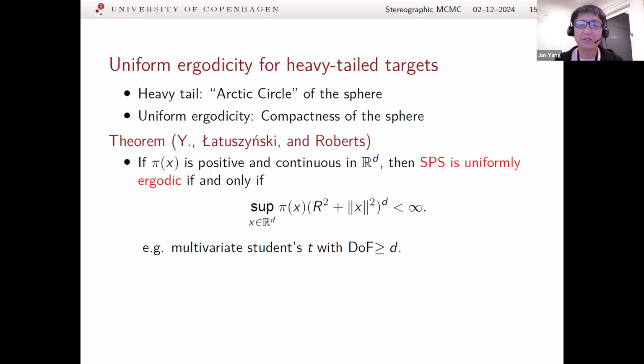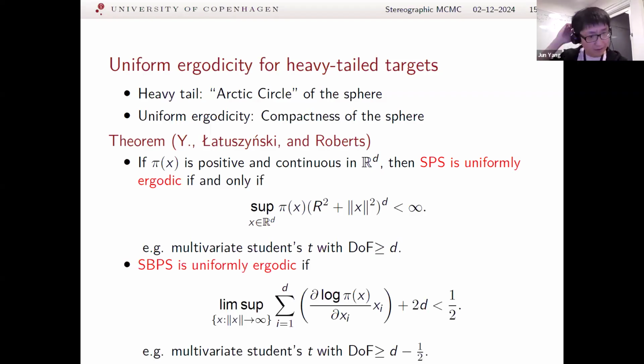The first theorem is about the first algorithm, SPS. We can show that SPS is uniformly ergodic if and only if this condition holds. You can basically ignore this R squared, so it's really about the tail condition. For example, this condition is satisfied if the target is a multivariate Student t with degrees of freedom larger than or equal to D. So this condition is optimal in that sense. If this condition doesn't hold, then SPS is not even geometrically ergodic.